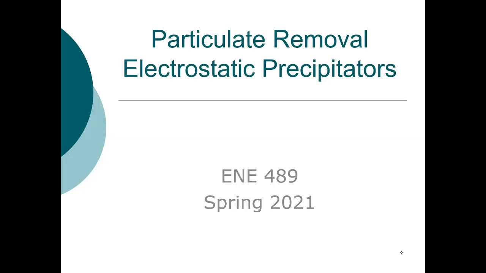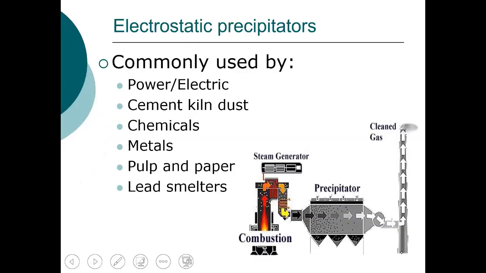In this video, we will look at electrostatic precipitators. As with gravity settlers and centrifugal separators, ESPs are used for the removal of primary particulates from a gas stream. Now, electrostatic precipitators are very commonly used. In many respects, we'll talk about baghouse filters next. In many cases, they've replaced baghouse filters.